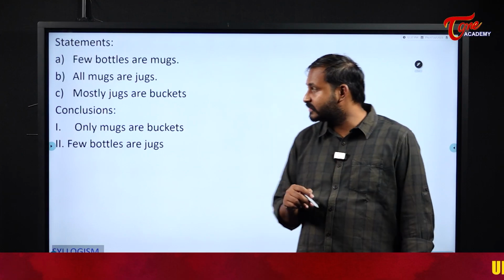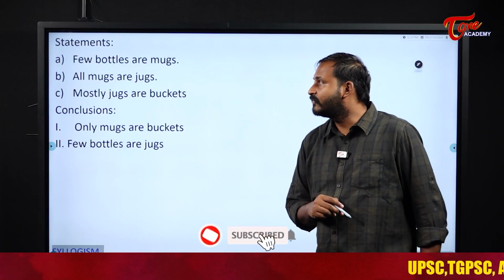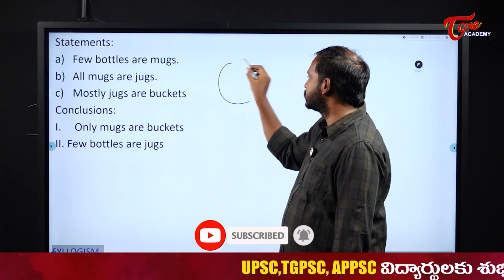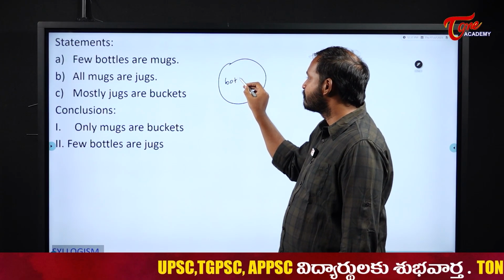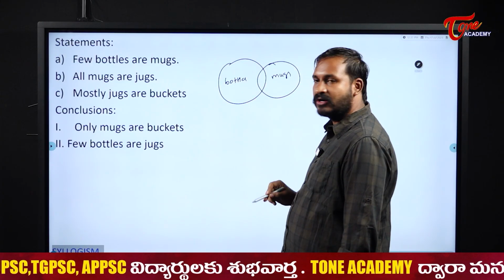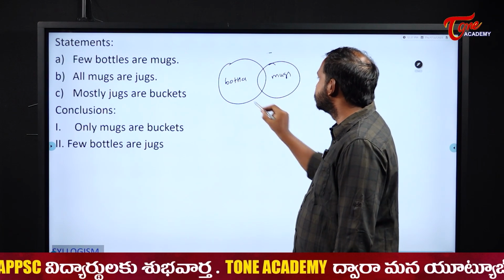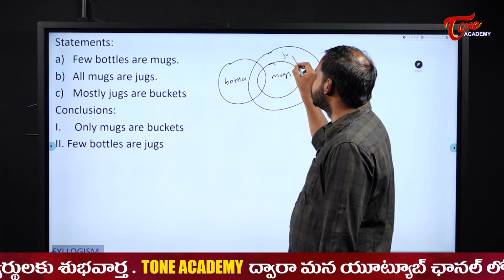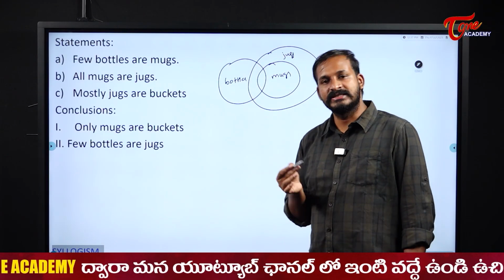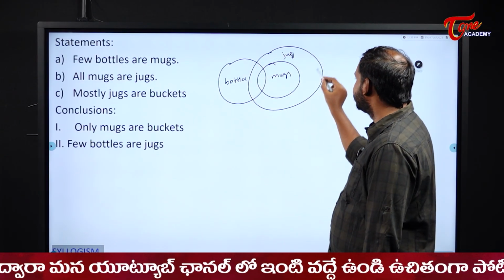Next one, solve this one, students. Everyone pause the video. Few bottles are mugs. What does it tell us? Some bottles are mugs. Next, all mugs are what? Jugs. All mugs are jugs for me here. Next, mostly jugs are buckets means what? Some jugs are buckets.